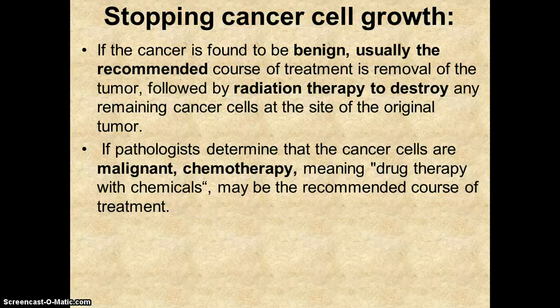Alright, in order to stop cancer, if you want to stop a benign tumor, usually you can just remove it. Or you can do radiation therapy. Radiation therapy stops any cell that is dividing. So if you have an uncontrolled division of cells and you stop it, that basically stops the cancer. Malignant tumors are a little bit trickier. They have chemotherapy. Chemotherapy is a drug therapy with chemicals.